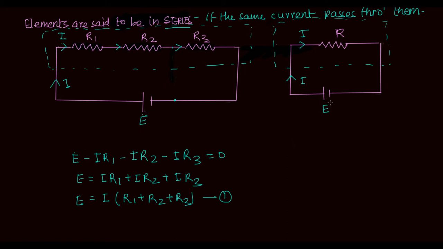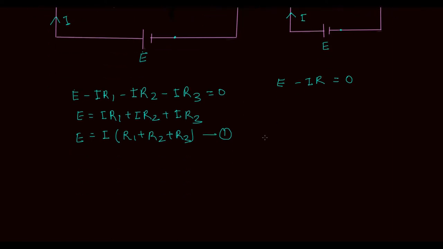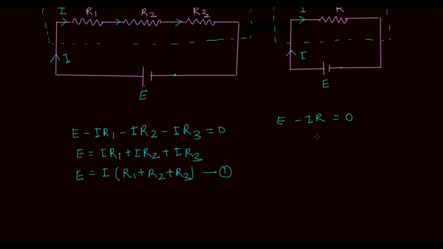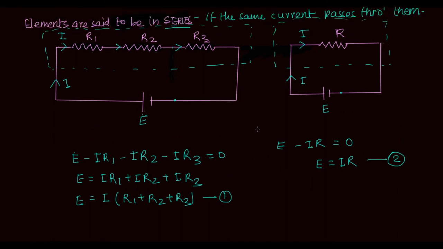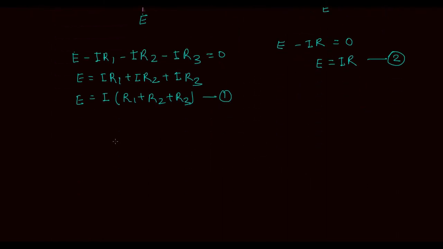Now let us come to the second circuit, the equivalent circuit, right? So here too I start from this point. So it is E minus IR, and since I come back to this, I equate it to 0. This is KVL that we are applying. Okay. So here it is, E is equal to IR, right? That is the second equation. Now the left hand side of equations 1 and 2 are the same, so their RHS can be equated. So I write IR equating the RHS of 1 and 2.